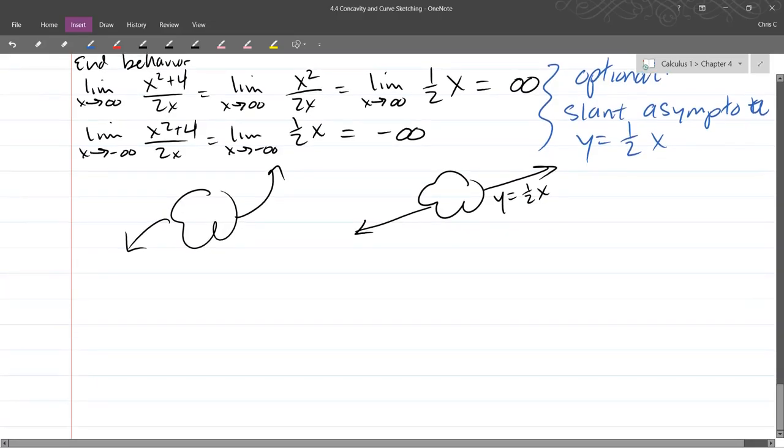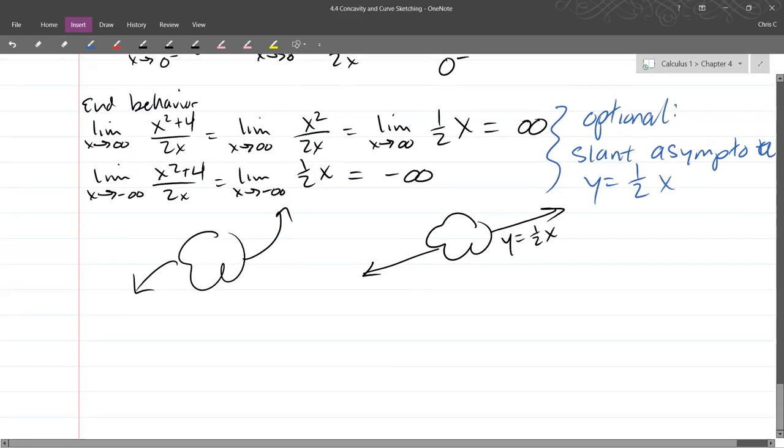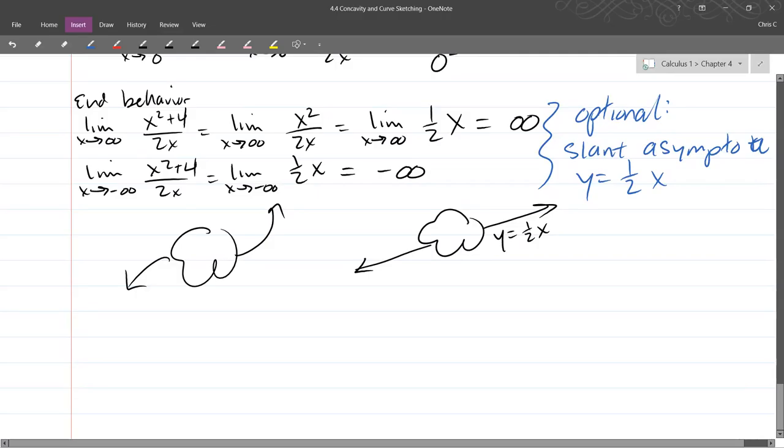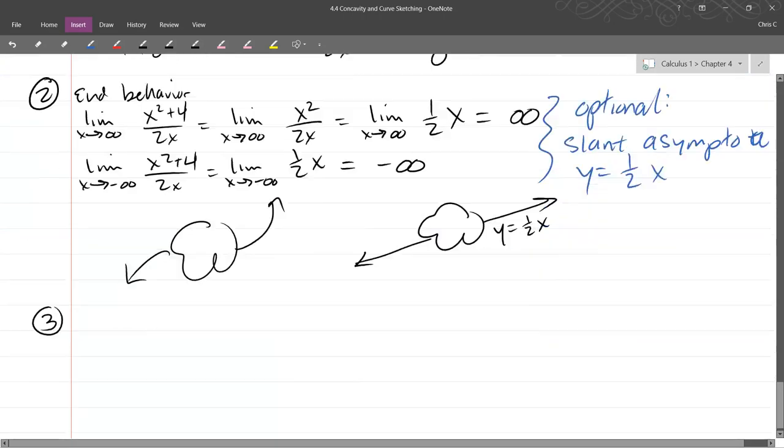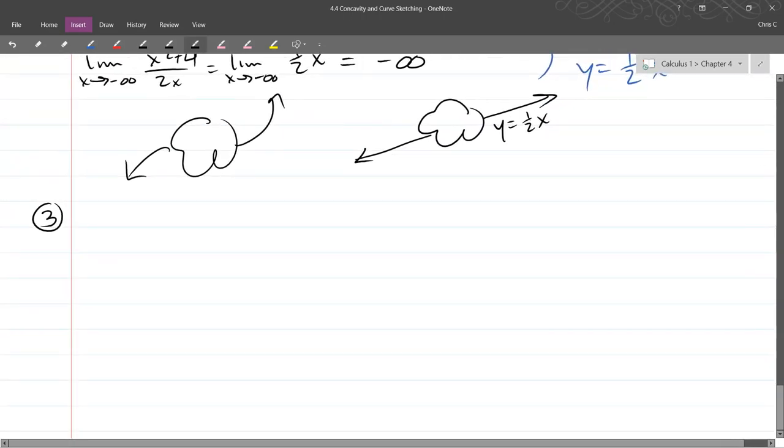If the numerator wins by two or more, then it's going to have these curved ends going up to infinity or negative infinity. So that is end behavior, number two. Derivatives, number three. Two, that was also two. All right, derivatives.